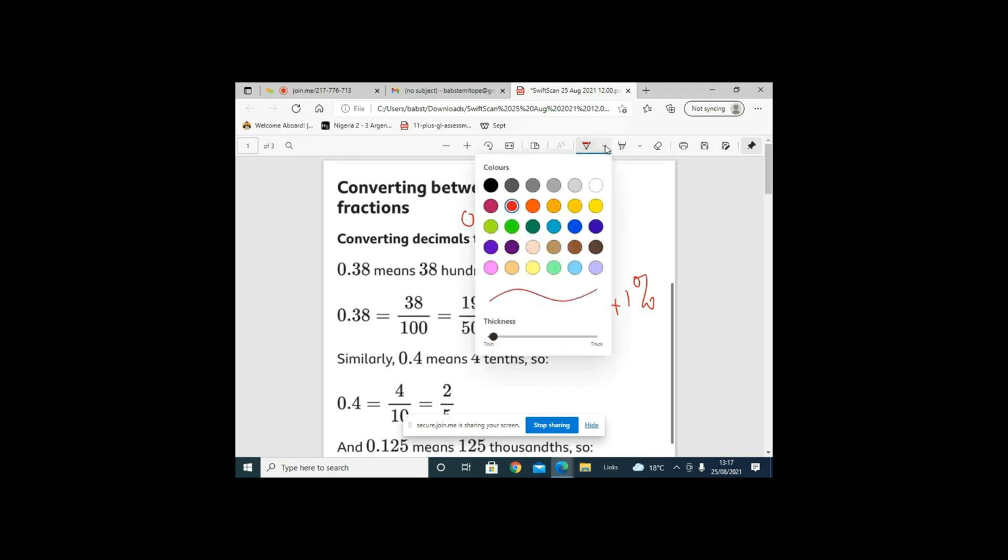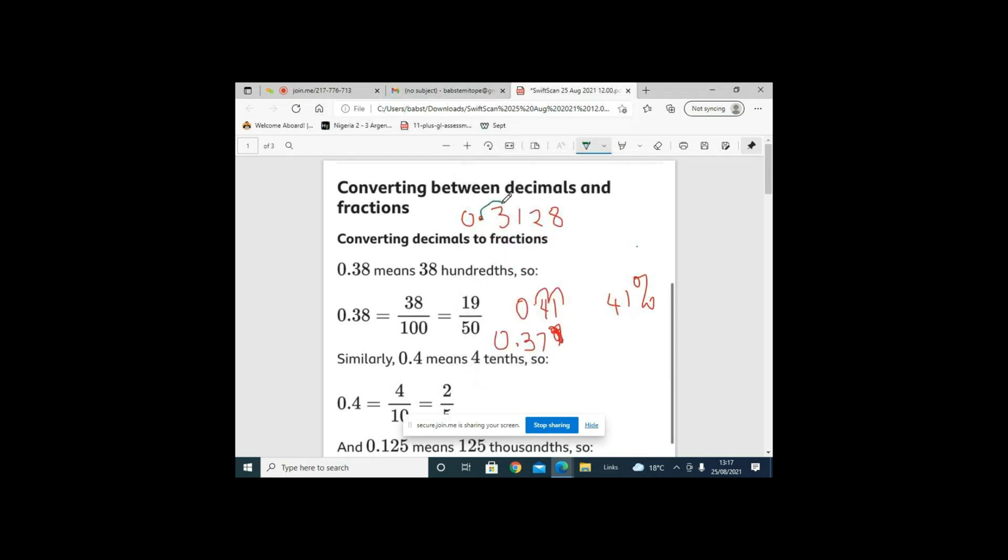The reason why it's 31.28 is because you move it twice. So 1, 2, and you stop here. You get it? Because 100 has 2 zeros, so you have to move it twice. So it's going to be 31.28%. So that's how to convert from decimals to percentages.